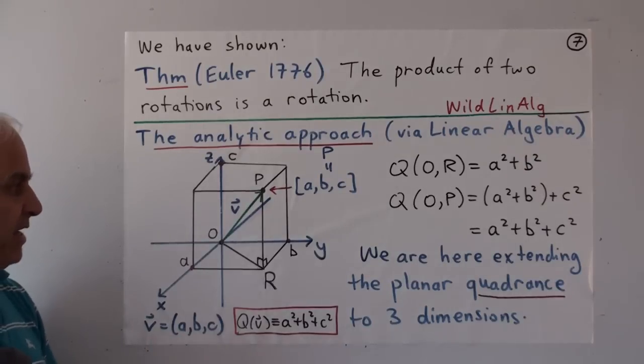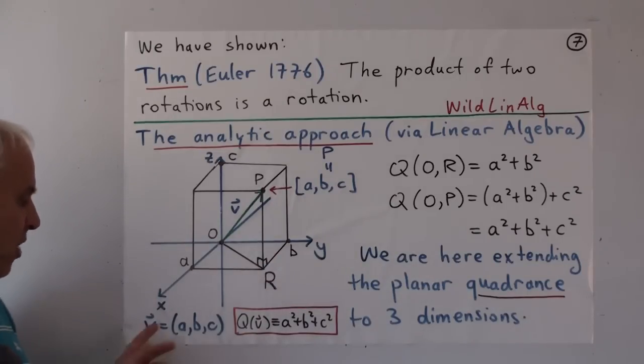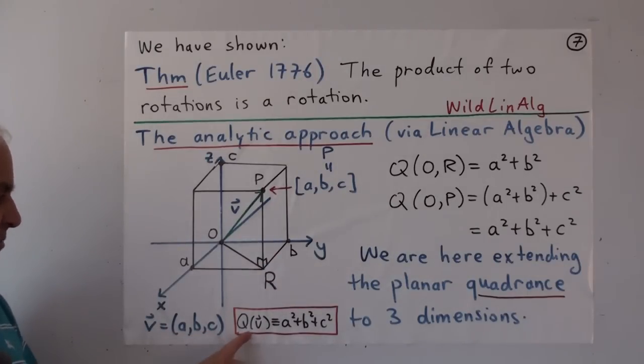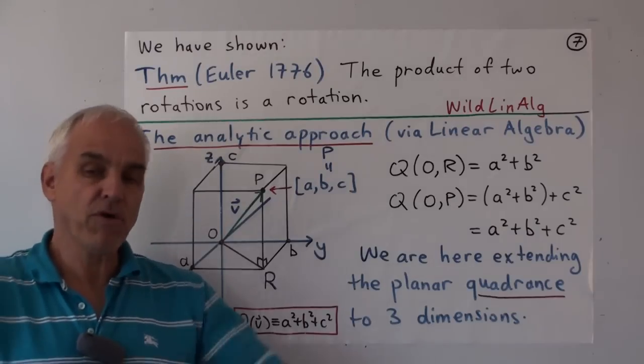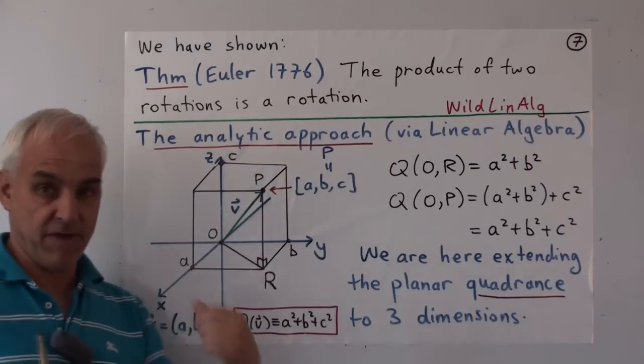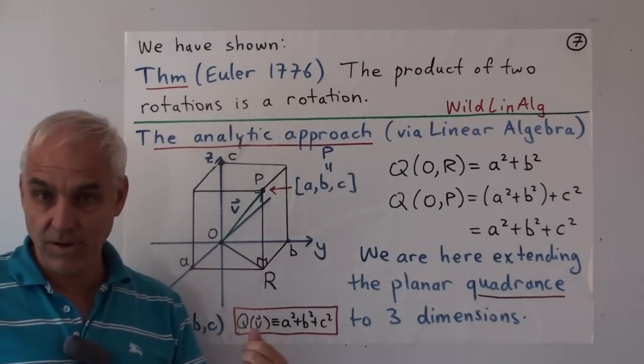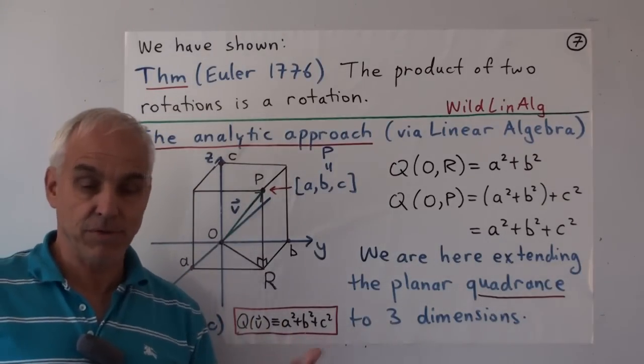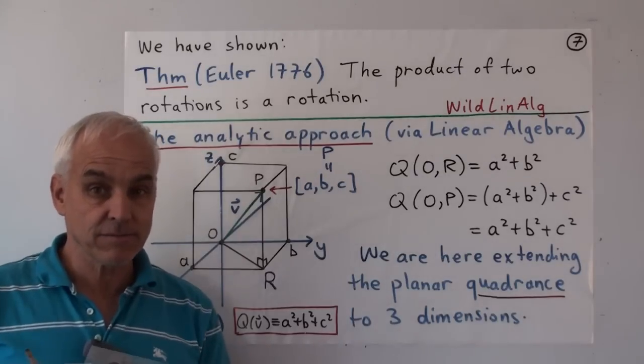So we are extending the definition of quadrance to three dimensions. We can define the quadrance of a vector A, B, C to be A squared plus B squared plus C squared. So motivated by Pythagoras' theorem, we can define this to be the quadrance of a vector, and that's the fundamental metrical notion in three-dimensional space.